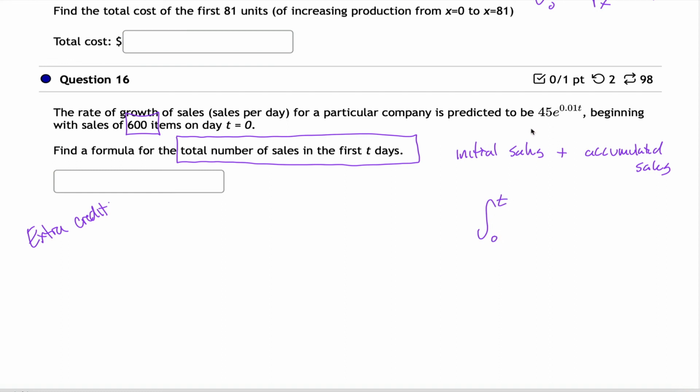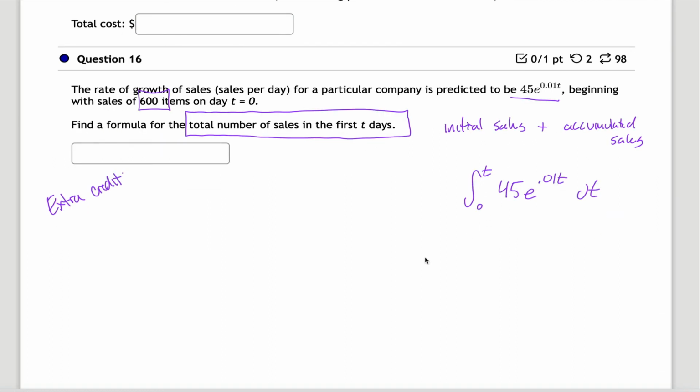What are we taking the definite integral of? Well, the one function that's given in the problem, 45e to the 0.01t dt. This 45 is just a constant, so we can pull it out in front. We got 45 times the definite integral from 0 to t of e to the 0.01t dt. Two problems. First off, you're not used to seeing a t up here. In the past, this has been a number. Don't worry, it changes nothing.